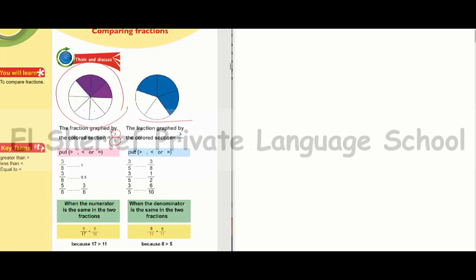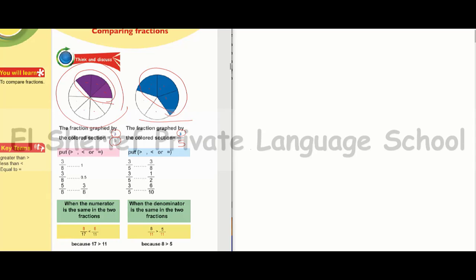Another figure: we take 3 parts from what? 1, 2, 3, 4, 5. So the denominator equals 5. We need to compare 3 over 8 and 3 over 5. We notice that the part of 3 over 5 is more than the part of 3 over 8.